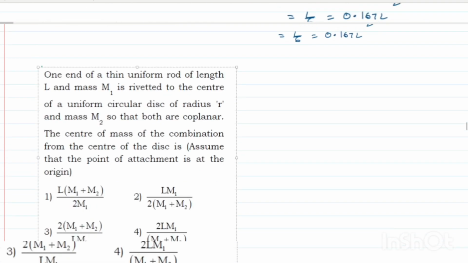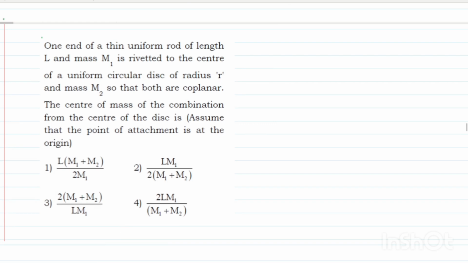Let us see the next question, students. Here one end of a thin uniform rod of length L and mass m1 is riveted to the center of a uniform circular disc of radius r and mass m2, so that both are coplanar.